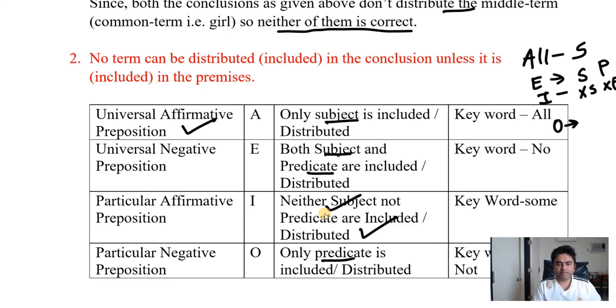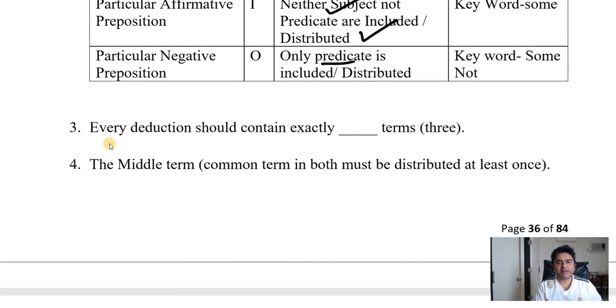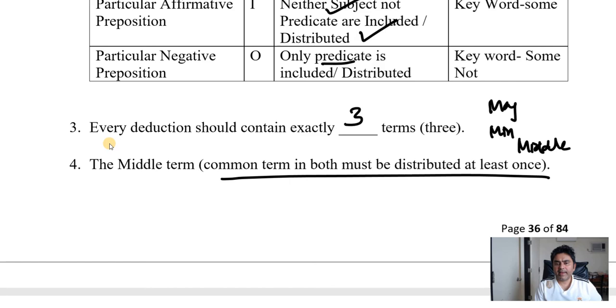If one of the premises is negative, for example, all boys are good, and some men are not good. So one is positive, another one is negative. So if one premise is negative, the conclusion has to be negative, because the negative word is there. If one premise is particular, the conclusion must be particular.